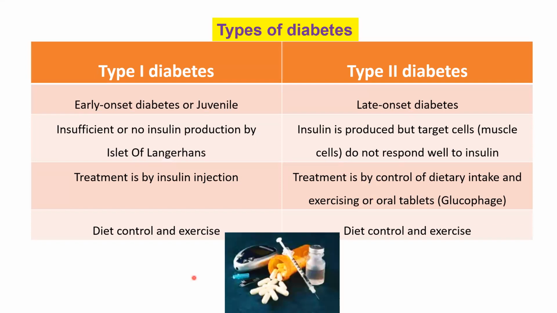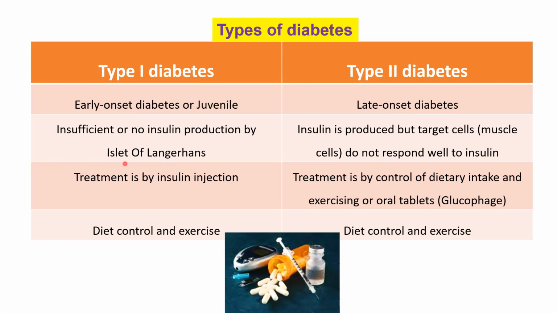There are two types of diabetes, type 1 and type 2. Type 1 is usually known as juvenile or early onset, that is before the age of 30, and type 2 is late onset in elderly people. What is the reason behind that? In type 1 diabetes, the person has insufficient or no insulin produced by the pancreatic cells, or there is a limited amount of insulin produced. So ultimately the person has a lack of insulin in the body.